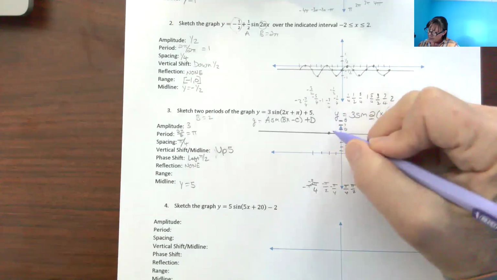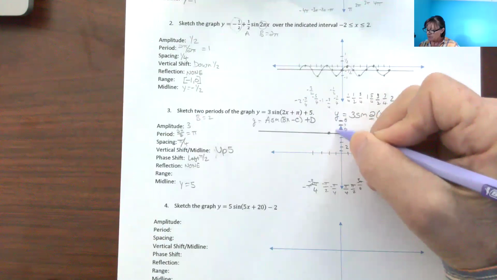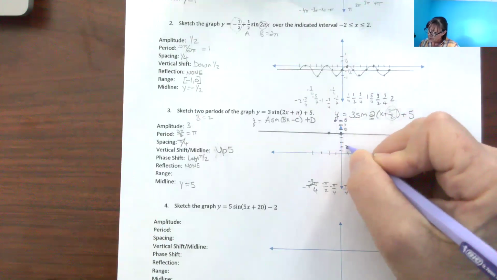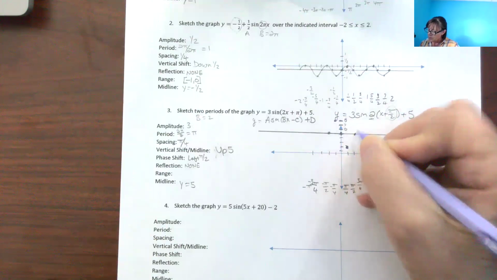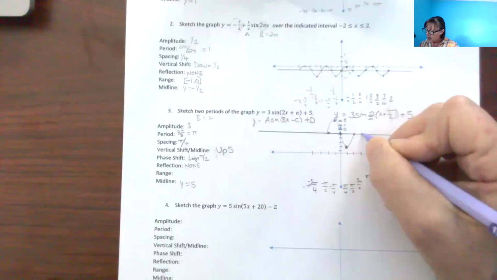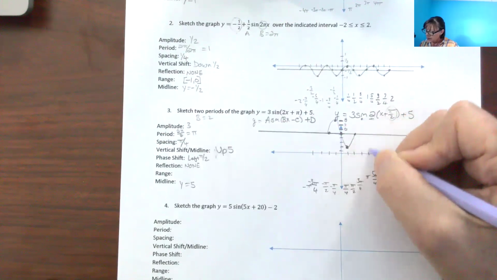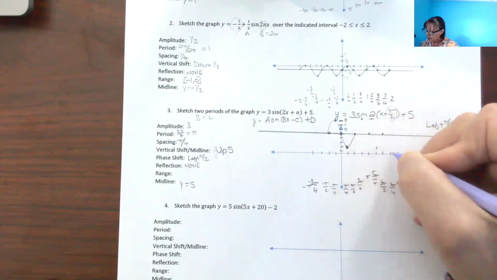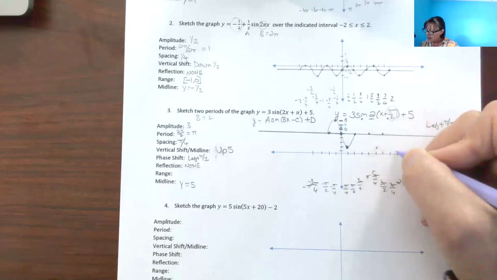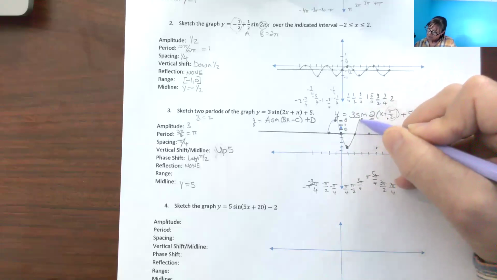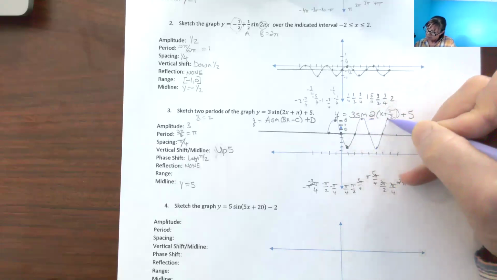So let's do our pattern. Middle. The next segment puts me at high, which is up here at 8. And then middle. And then low, which is down here at 2. And then middle. This is 1 period. Okay. And then the next one's going to put me high. And then the next one's going to put me middle. And the next one's put me low. And then the next one puts me middle. And the next one puts me high. And the next one puts me middle. I think this is okay. High, middle, low, middle, high.